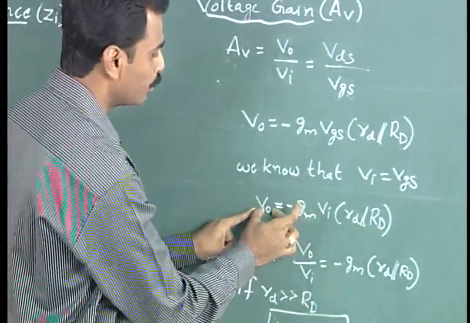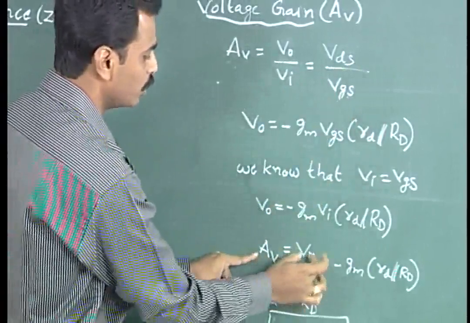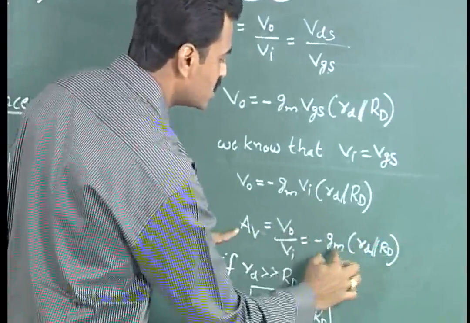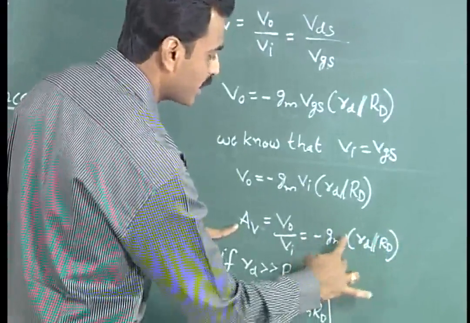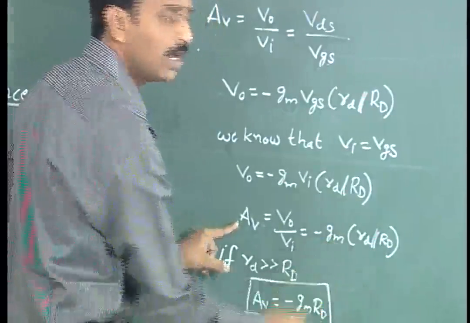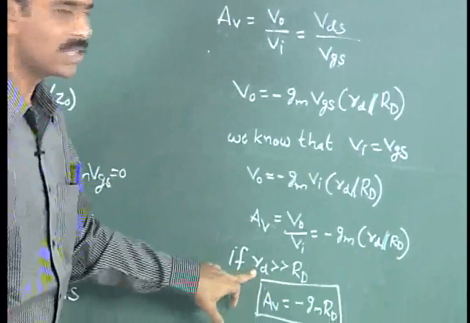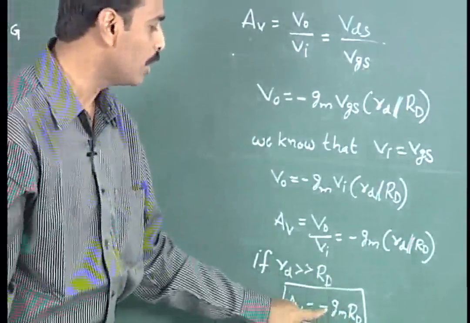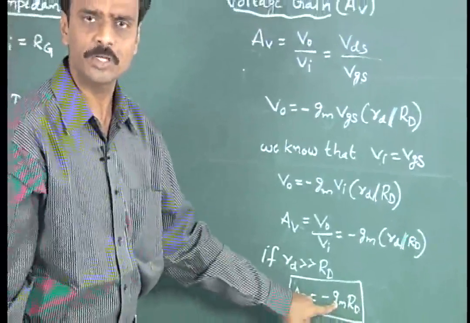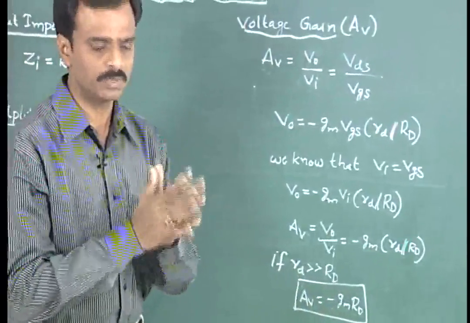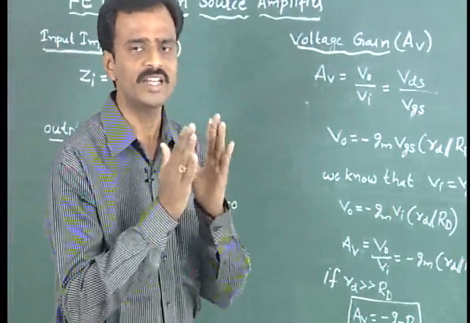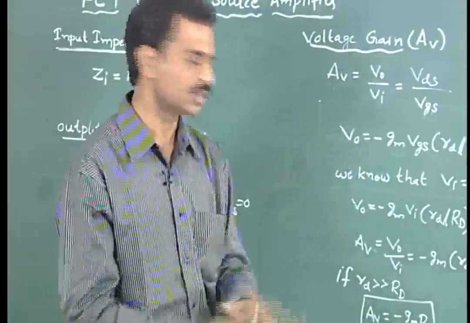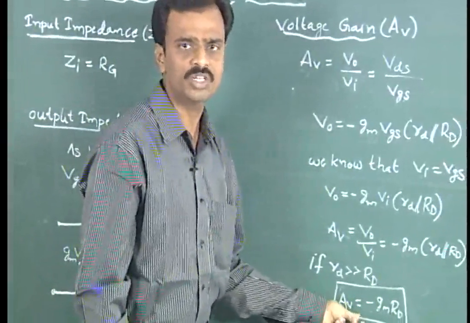Then substituting the value of V0 in the expression, we get AV equal to V0 by Vi. If I replace V0 here, it is minus gm into Vi, so Vi and Vi cancel out. We remain with only minus gm into RD parallel with RD. In some cases, if one RD has a higher value compared to the other RD, then AV remains only minus gm RD. The negative sign indicates a phase difference between the input and output circuit. It is exactly out of phase, so the input and output will be out of phase with each other. So this is how we can calculate the voltage gain.